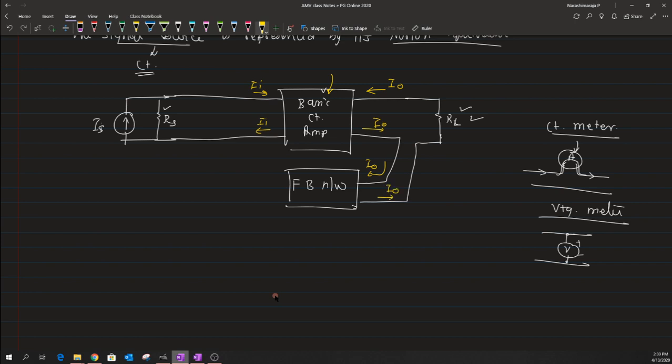Okay. So in this case I am going to assume that the feedback network that I have is an ideal feedback network. It does not take any output current into it. That is how I have modeled both the basic amplifier as well as the feedback amplifier.